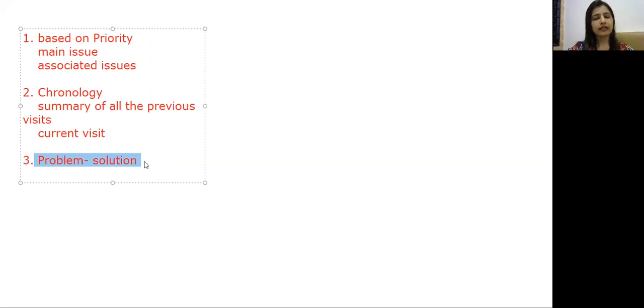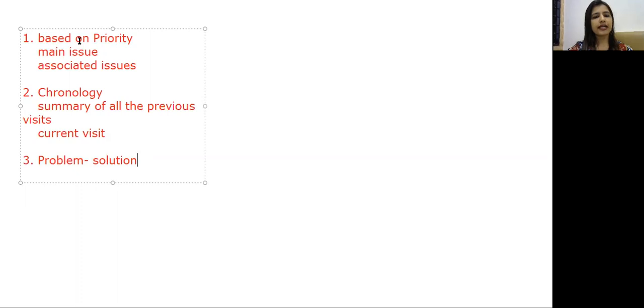Similarly, when you are writing a referral letter to a community nurse who is responsible for doing four or five things, there also you can go problem solution wise. You can tell them that this is the problem, so you need to do this or those things. Right? So that would be problem solution.